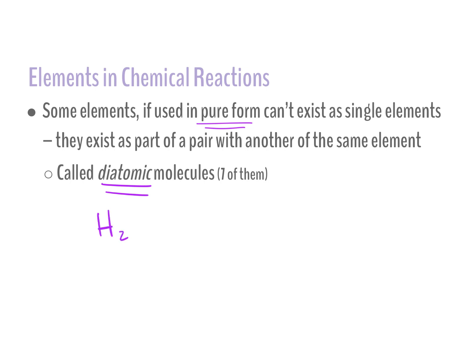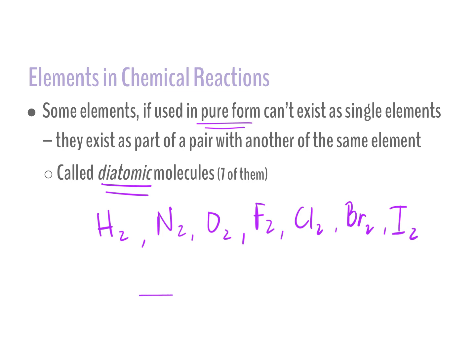Hydrogen is 1, so it has to be H2, N2, O2, F2, Cl2, Br2, and I2. So there are 7. 1, 2, 3, 4, 5, 6, 7. Okay, I listed them all there. Those are what we call diatomic molecules. And typically these are named blank gas, right? Oxygen gas, hydrogen gas, right? If we see that phrase, we would know that it is going to be H2, right? If we see hydrogen gas, we know it's H2. It can't just be H.